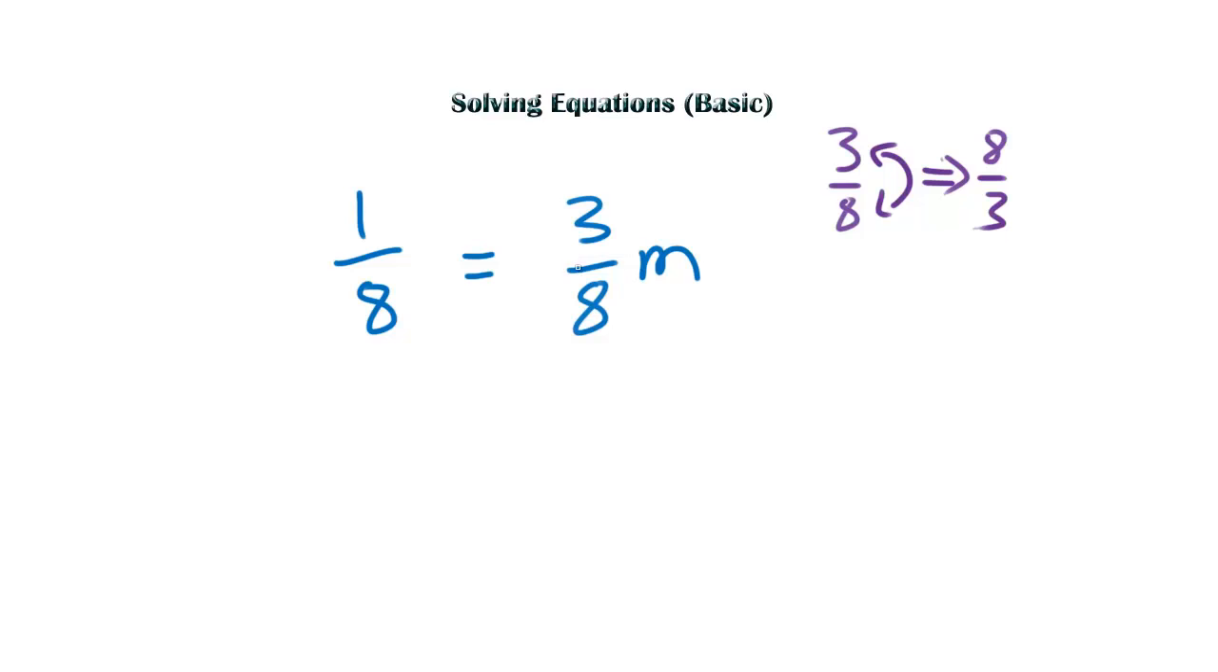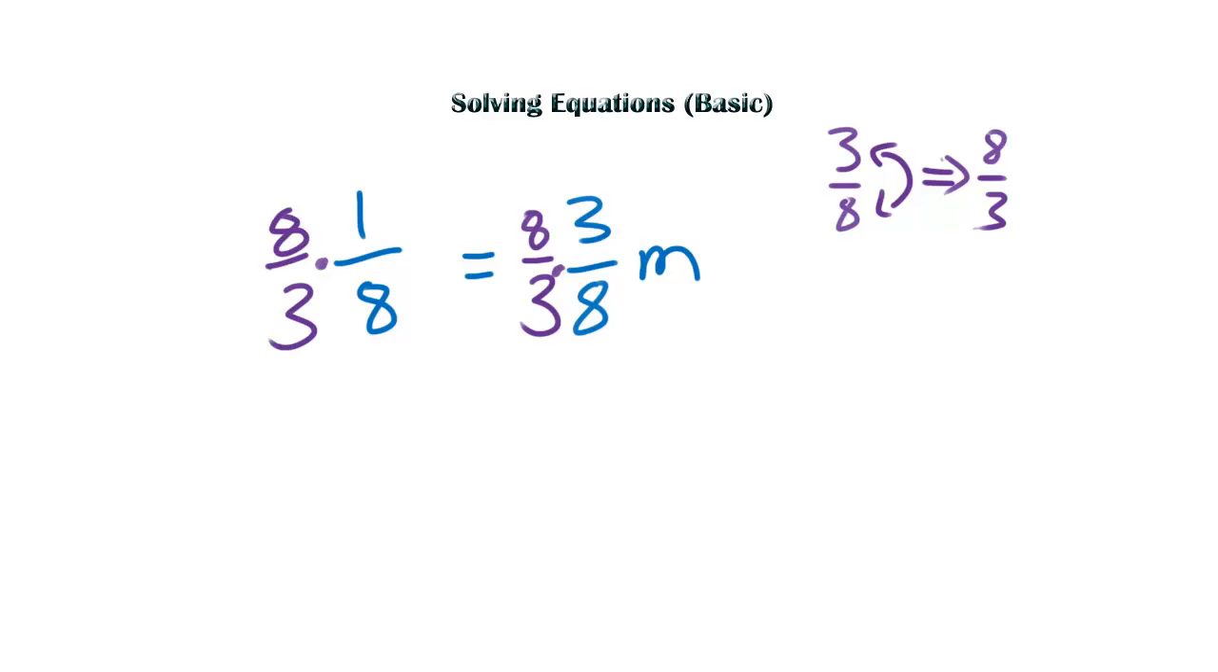So I'm going to multiply the right hand side by 8 over 3. Done, right? But I have to do the exact same thing on the left hand side, right? Otherwise the equation is no longer balanced. We want to keep the equation balanced at all times, right? So let's do that. 8 over 3 here.